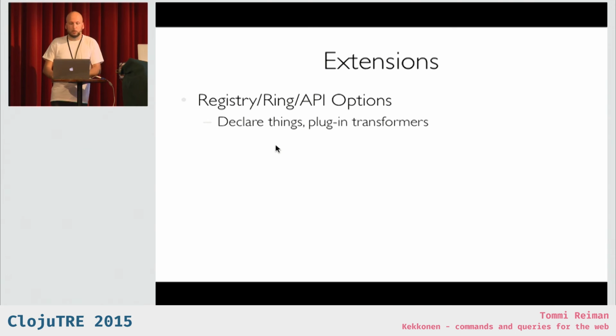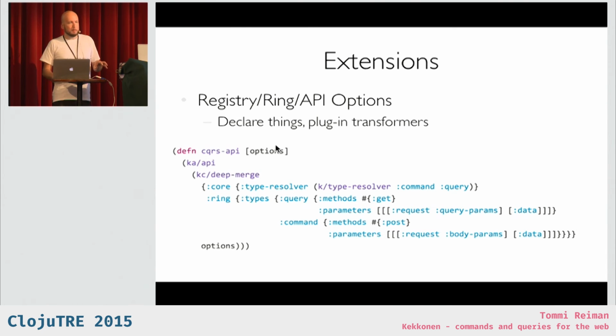How to extend that? All the three pieces, registry, ring, and API, have options. And here's, for example, the CQRS API. How did we build that? It's just one method. We use the API, and we pass in the options. Here we have said that only allow these types of handlers to come in. If you put something else, it says that there's some invalid stuff coming in. For the ring mappings, these queries are gets, mapped to get, and the request query parameters are put to data, so we don't have to worry about whether it is a header param, query param, or body param. And the commands read from the body params and map that to data.